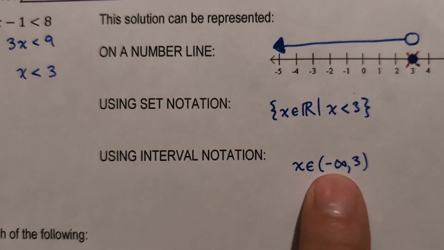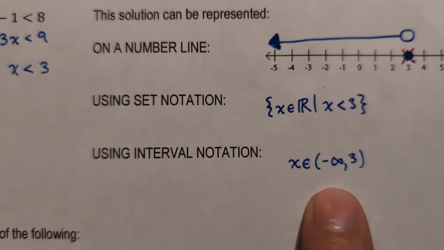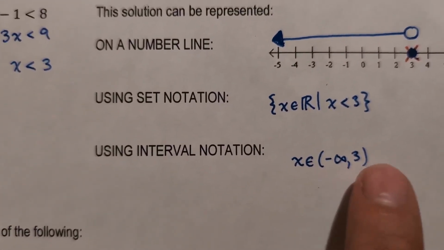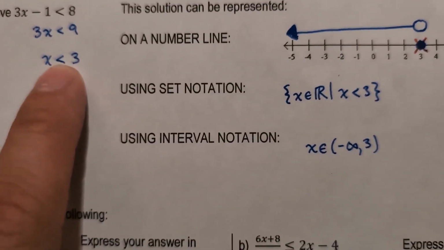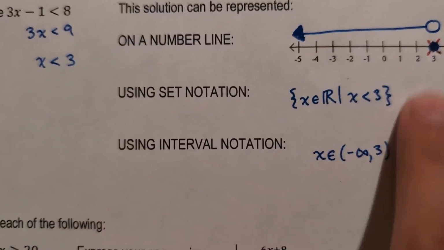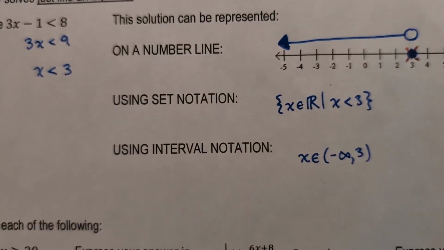So we put a round bracket, negative infinity, because it can keep going left forever. And then comma 3, that's our maximum part of our interval. And again, a round bracket because we do not want to include 3 in our answer. If we needed a square bracket here, that would reflect a closed circle here.